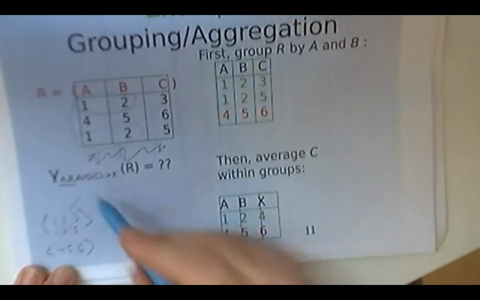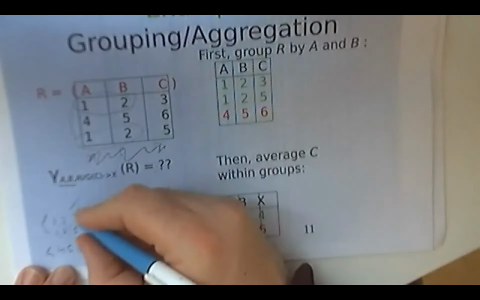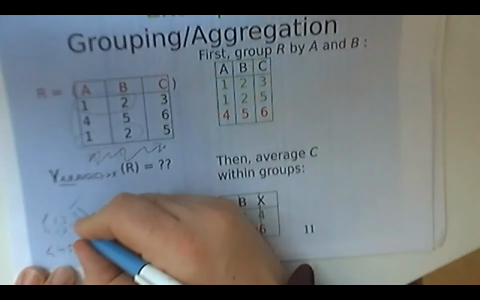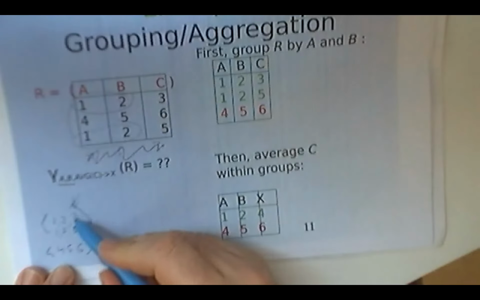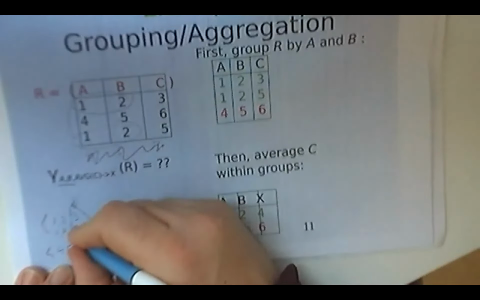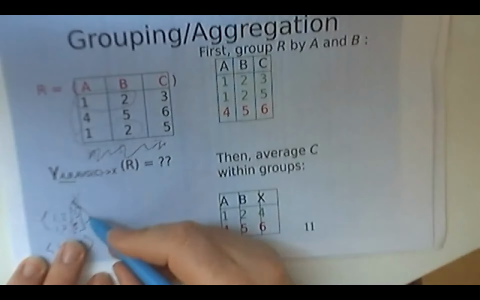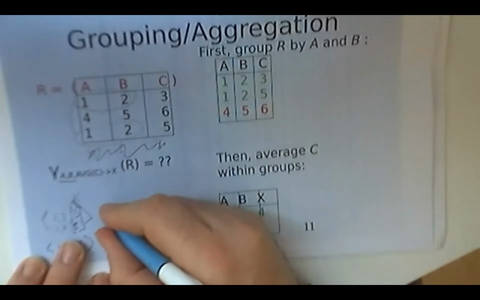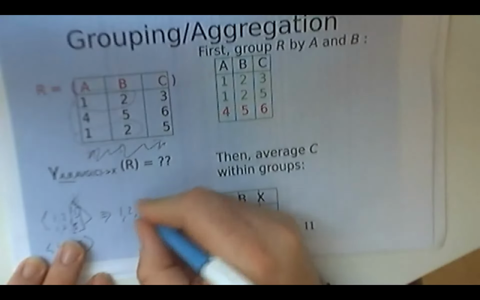Now we also have right here the average C. So the average C is going to apply to this column here, to the C values in each of these groups. So this is going to define this vector here, 3, 5. That's going to go into average, and that's going to give us out a 4, right? So the result of this is going to be 1, 2, 4.